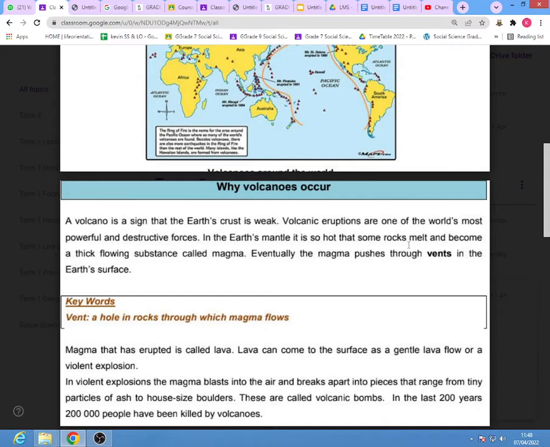Volcanic eruptions are one of the world's most powerful and destructive forces. In the Earth's mantle, it is so hot that some rocks melt and become a thick flowing substance called magma. Eventually, that magma pushes through vents in the Earth's surface, and when that magma gets to the surface of the Earth, it is now called lava.